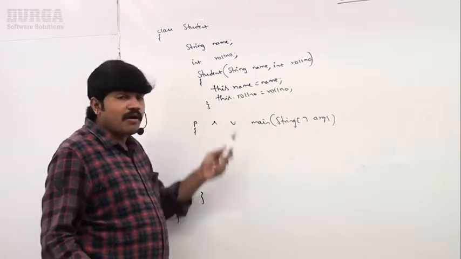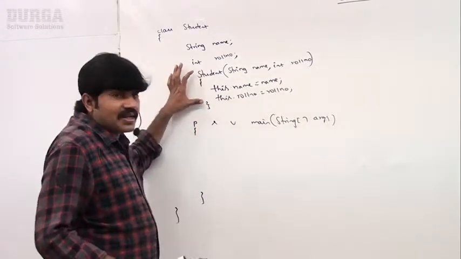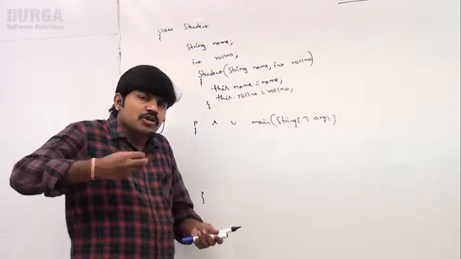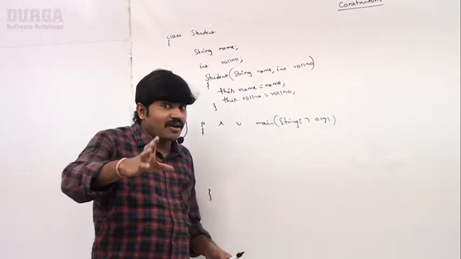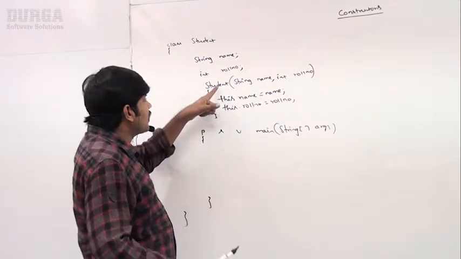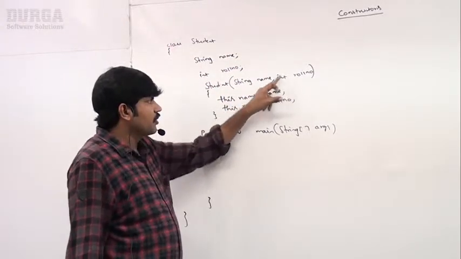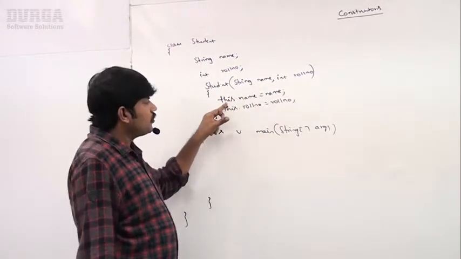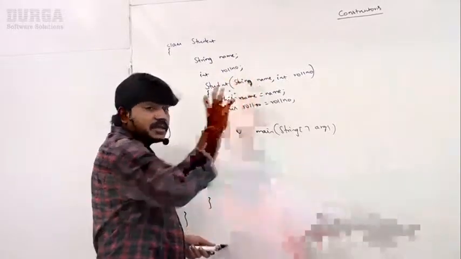Sir, what is the meaning of all this? I will discuss, don't worry. So, how to write constructor? Sir, if you have thousands of classes, for all classes the constructor rules are always the same. The name of the class and the name of the constructor must be the same. Whatever instance variables are there, you can provide as arguments. Now, this dot name is equal to name, this dot roll number is equal to roll number. It is a fixed syntax, right?